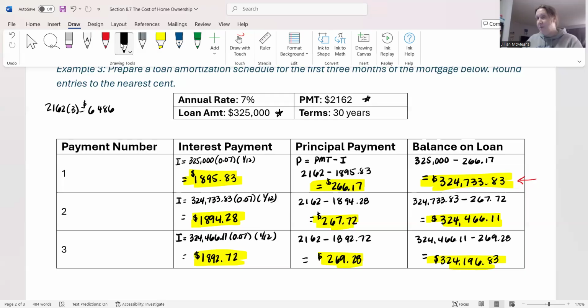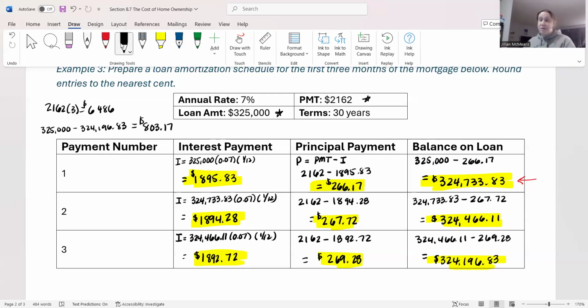Okay, but how much did we actually reduce our mortgage by? Well, I could take what we started with, 325,000. I could subtract the latest balance, which is $324,196.83. And it's going to be nauseating. So even though out of pocket we've paid $6,486 in the course of 3 months, only $803.17 actually went towards our mortgage.